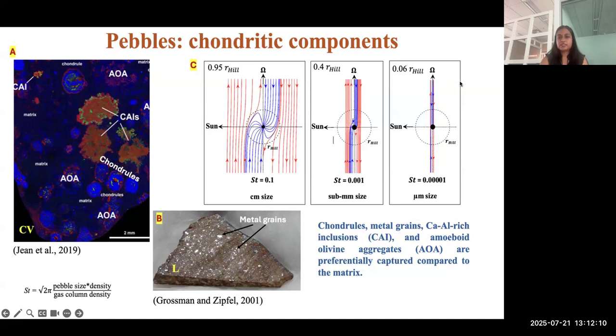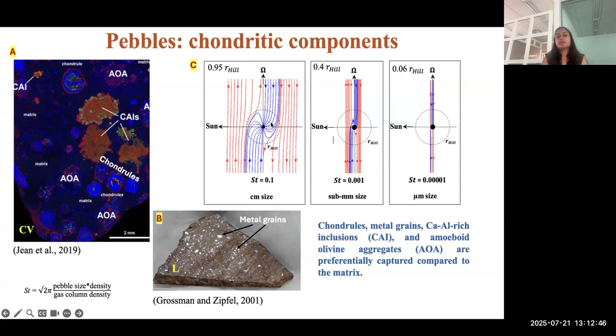Because in figure C, I show different streamlines for different Stokes numbers. And I have used this very classic, well-known formula for the Stokes number, which is proportional to grain size and density, okay? So a Stokes number of 0.1 to 0.001 represents major chondritic components like chondrules, refractory inclusions and metal grains. And a Stokes number as low as 10 to the power -5 is representative of dust-sized matrix. Okay, and the planet is here at the center.